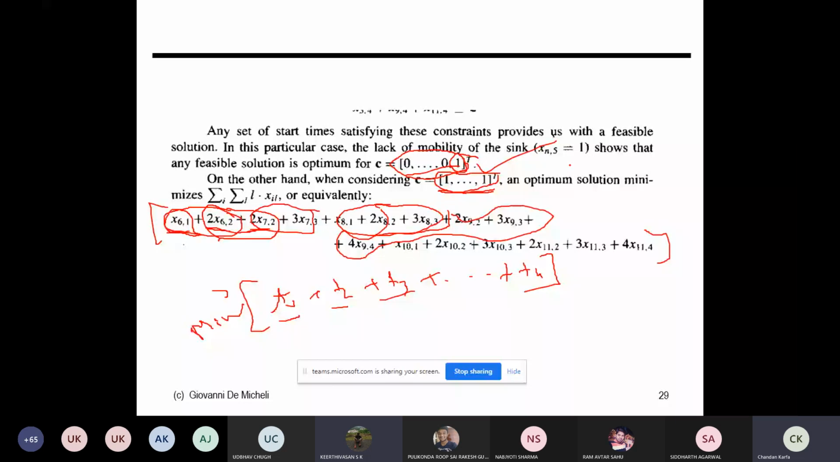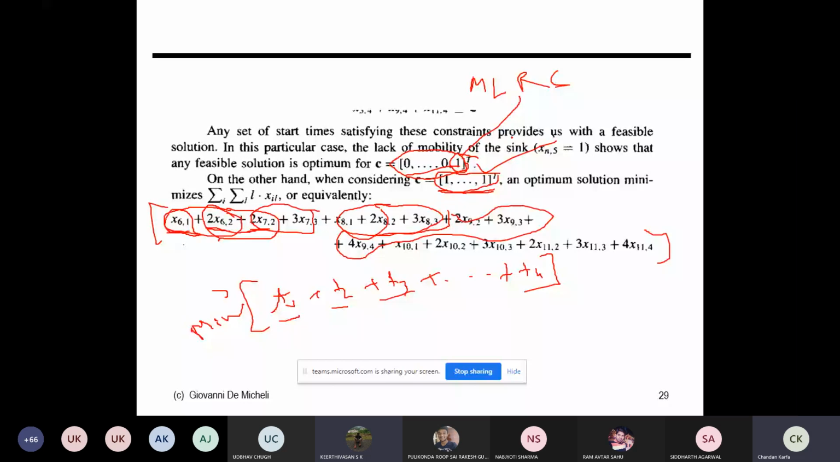I am just explaining that. You can utilize the same ILP formulation to solve a different problem as well. If in our problem, MLRC, minimize latency under resource constraint, C will be this. But if it is not the MLRC problem, and you try to identify the earliest start time, or you try to identify the start times such that the summation of their start times is minimum, then your objective function may be different.